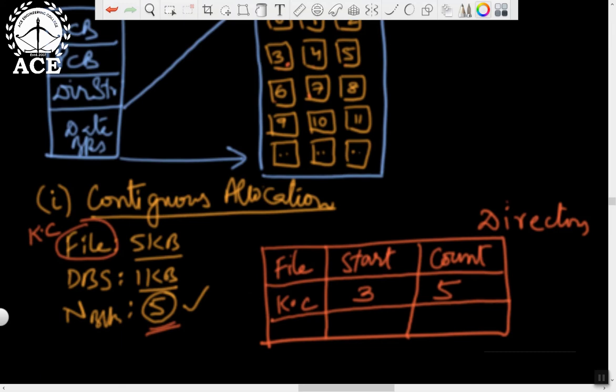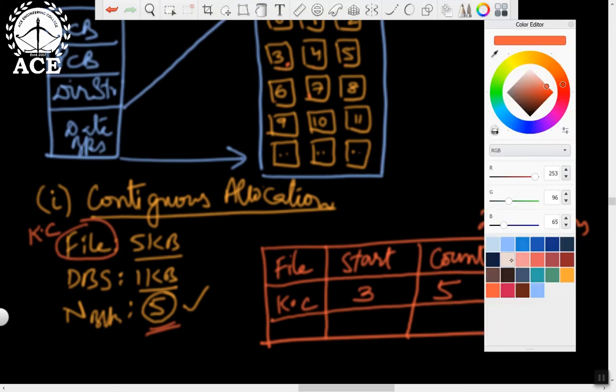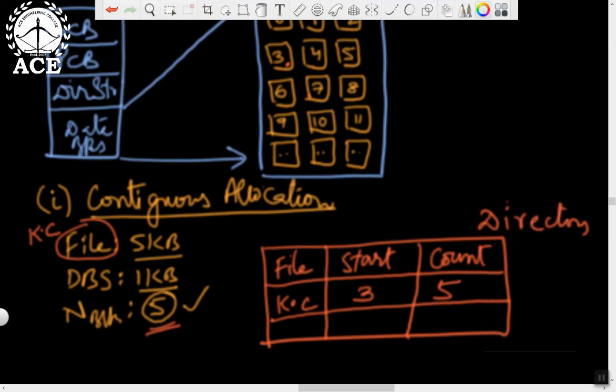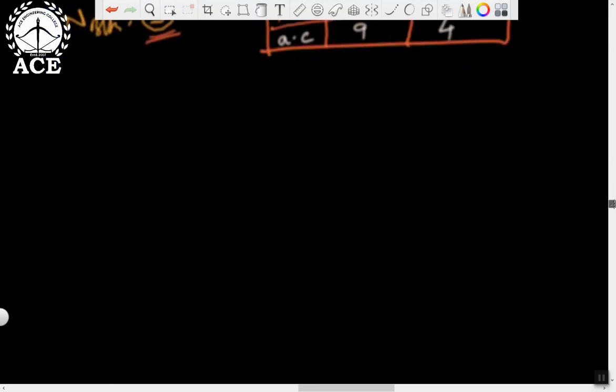This is called contiguous. So whenever you want to store a file, you have to find out its length and how many blocks are needed. Whatever the count of blocks needed, contiguous blocks from the disk have to be allocated. I have another file, let us say a.c. Let's say its starting address is block number 9, and 4 blocks are in use. So the blocks in use starting from 9 are 9, 10, 11, 12. That is contiguous. So I hope you understood the contiguous allocation method.